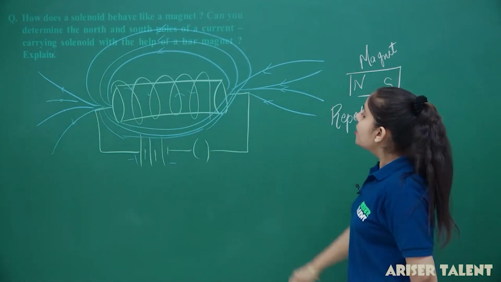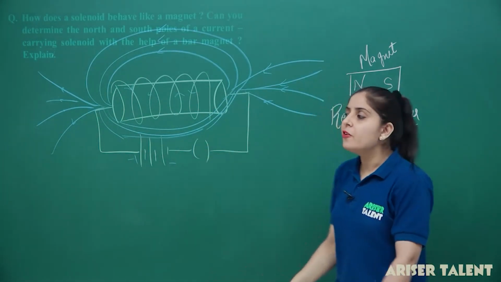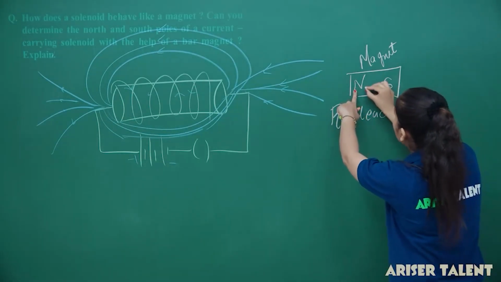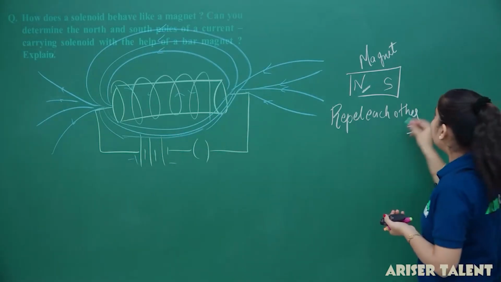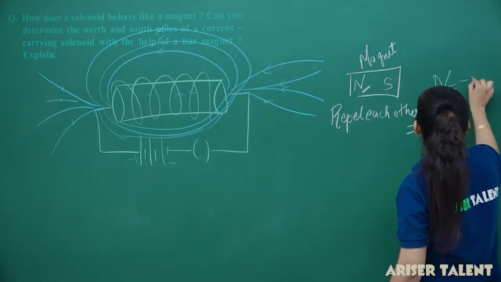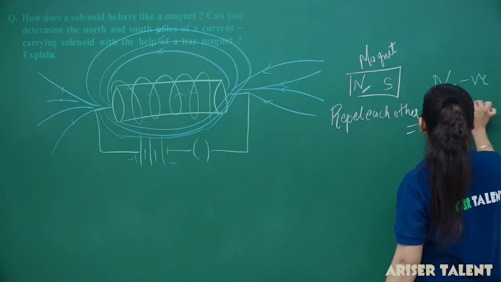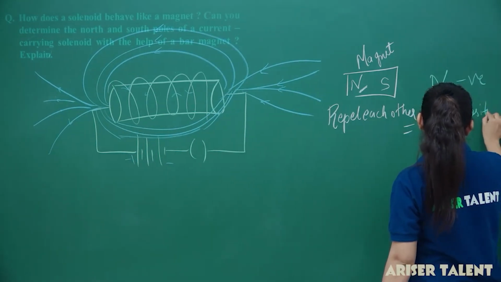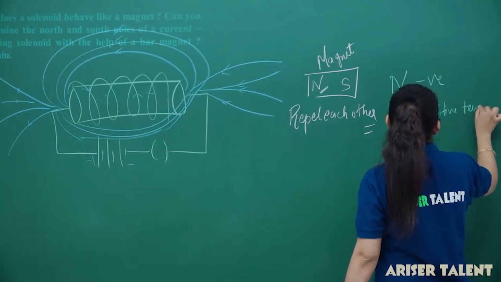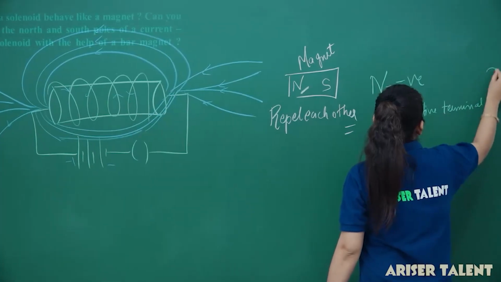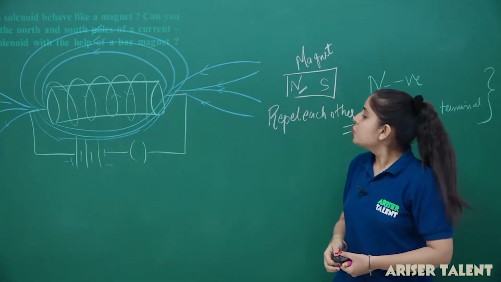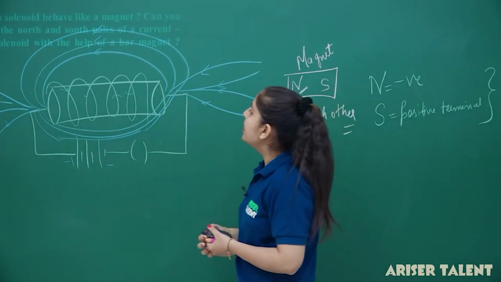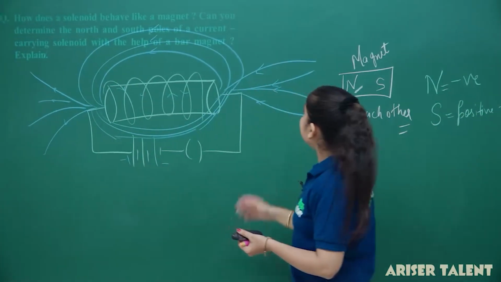Then we can easily identify that if the positive terminal of a battery is going to repel this north pole, it means in that magnet N will be your negative and S will be your positive terminal. So, this is how we can get the idea about north pole and south pole in a bar magnet. So, this is all about the magnetic field lines due to a solenoid. So, this is the correct solution here.